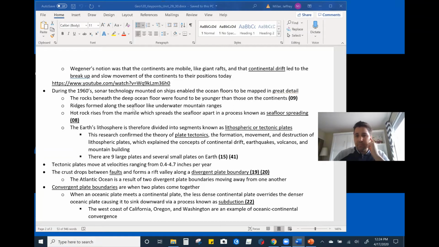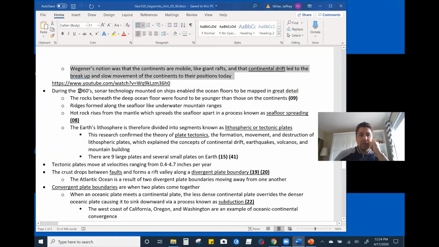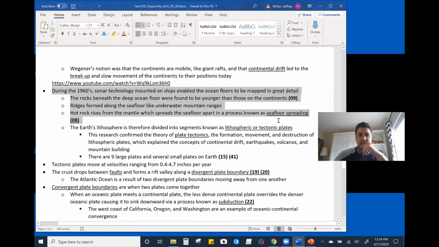This is really chapter 30, getting into understanding the rocks on the Earth and getting into some real deep kind of geological discussions now. So it was in the 1960s, okay, 1960s, and there was this thing called sonar technology.